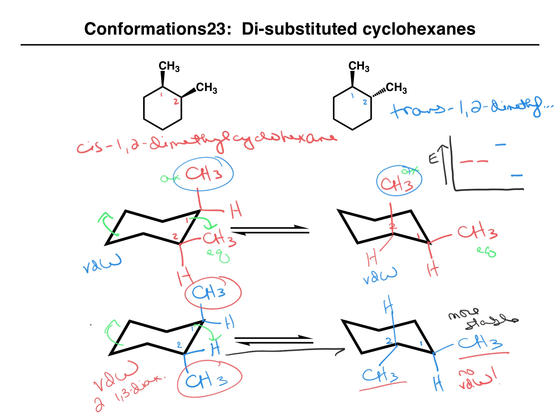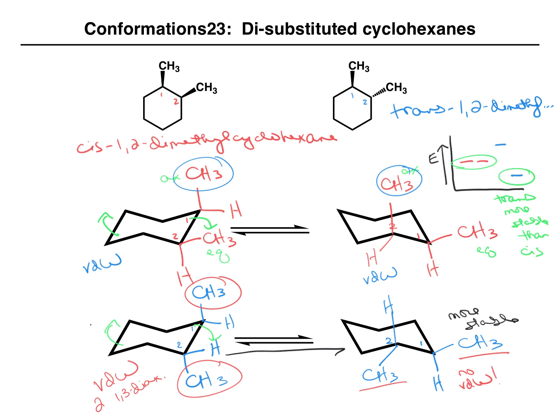Now, if we compare the cis 1,2 dimethyl cyclohexane to the trans 1,2 dimethyl cyclohexane, we are actually going to focus on the more stable conformation. In other words, we are comparing either of these to this one. And so what we see is that the trans is more stable than cis. So for 1,2 disubstituted cyclohexanes, the trans is more stable than the cis.